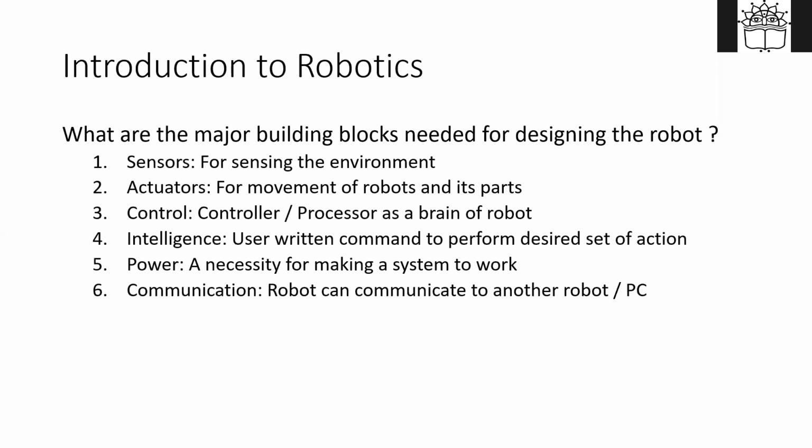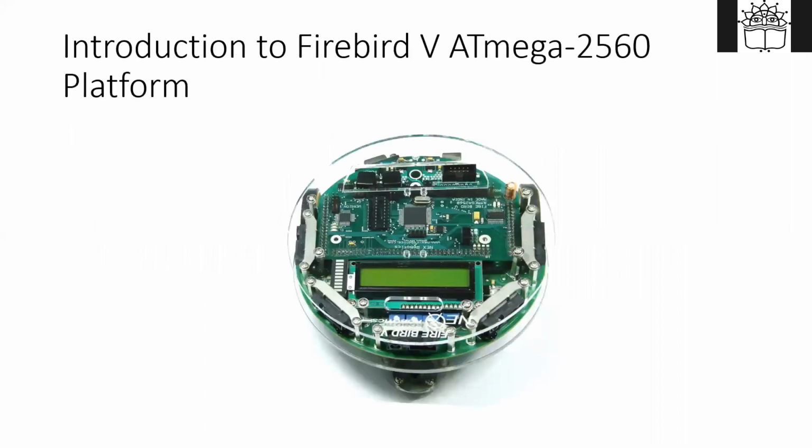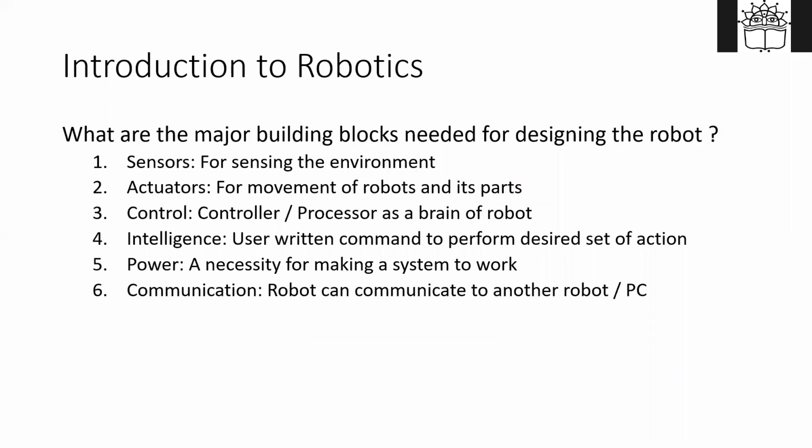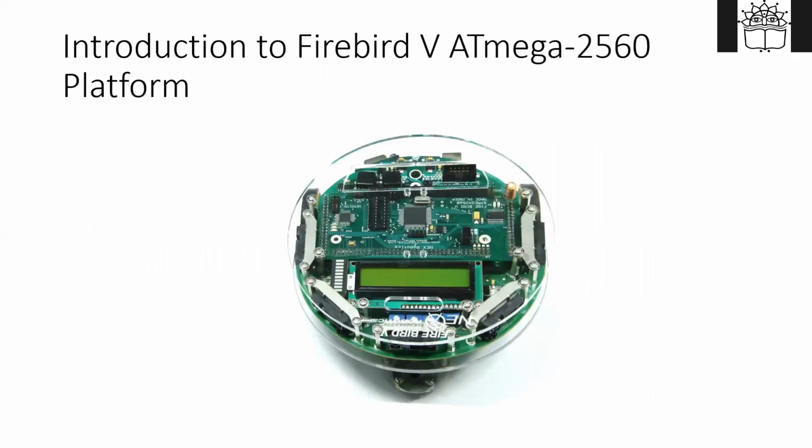Intelligence, it is a user written command which is given to robot to perform desired set of action, and power is required, right? Power is like food for robot. Like for humans we are having food, so for robots we have to give power. And how the communication is done with the robot, it can be done from another robot, or it can be done with the help of a personal computer, which is nothing but PC.